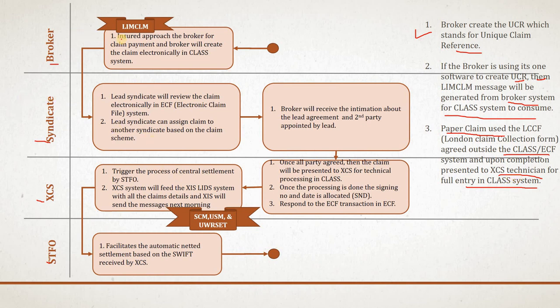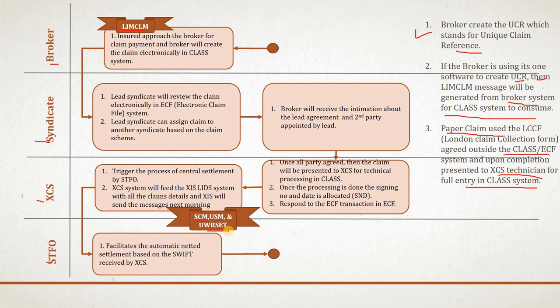Now we know about the LIMCLM message. When the broker system is sending a message to the CLASS system, the message is largely a LIMCLM message. But what happens when XCS is done with all the information and it is passed to the XIS lead system? The lead system will generate the syndicate claim message, which includes the movement, the reserve and the information about the claim. Once the claim is settled, the final information comes in the USM message, and it also generates the UWRSETT message along with other message types.